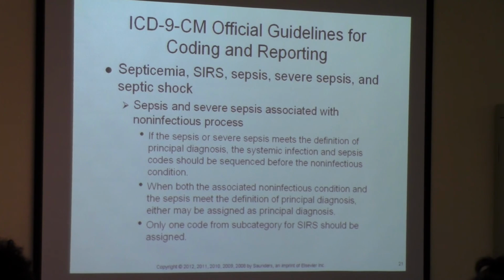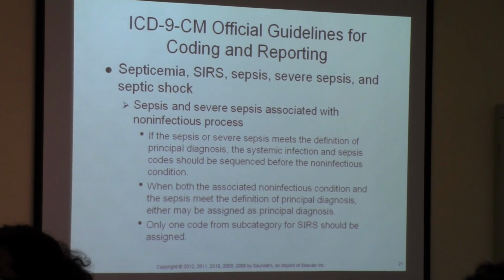But if you're going in and you have both the non-infectious condition and the sepsis, either one can be principal, you can list either one. It also depends on what the infection is. Normally I would go with the sepsis because usually you require more resources, but then again, you want to find out what that non-infectious process is.